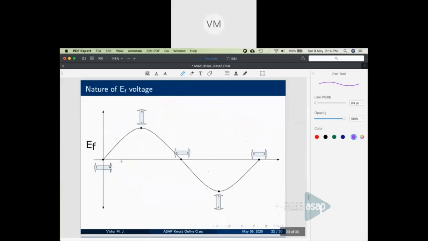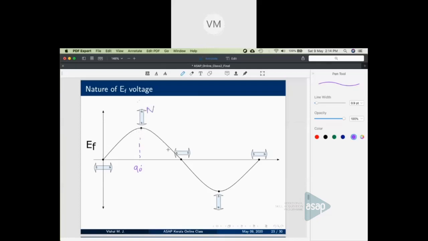EF is a sinusoidal quantity. Remember, at 0 the poles are like this, horizontal. When I say horizontal or vertical, these are all relative terms, but for the sake of understanding, the poles are horizontal. Then it takes its maximum value at 90 degree when the poles are vertical with north pole upward. North pole is here.